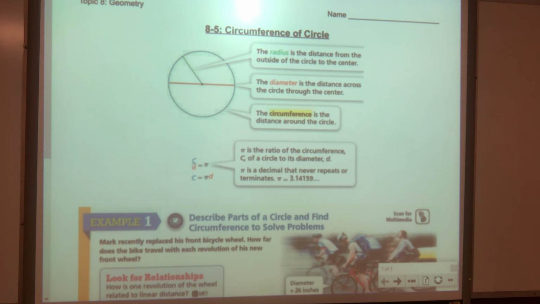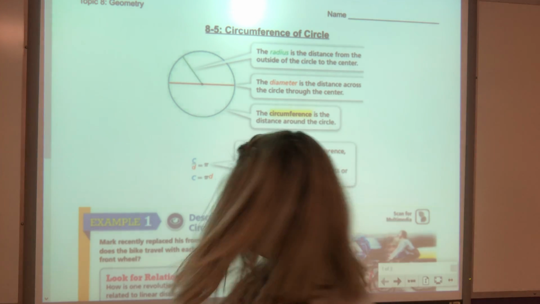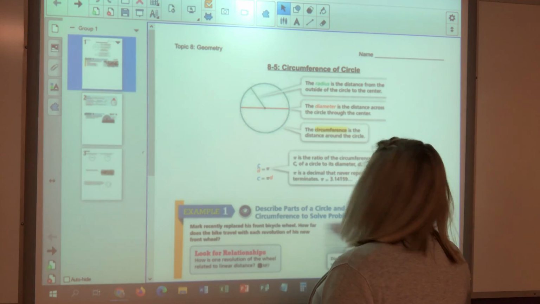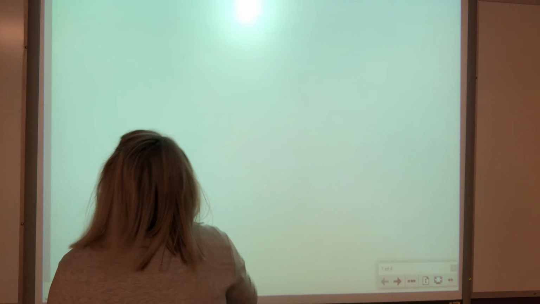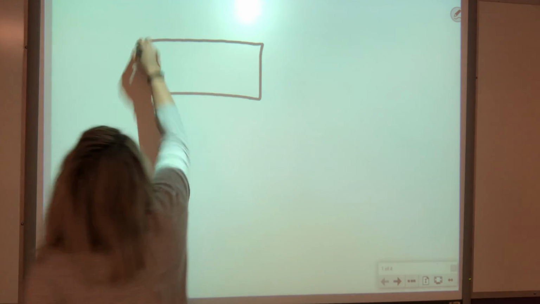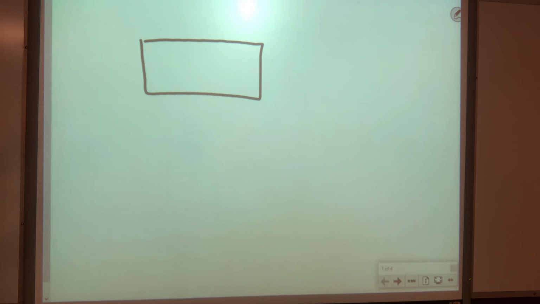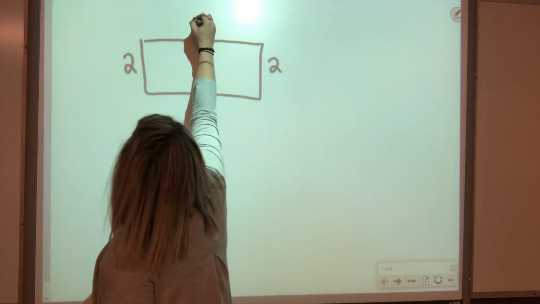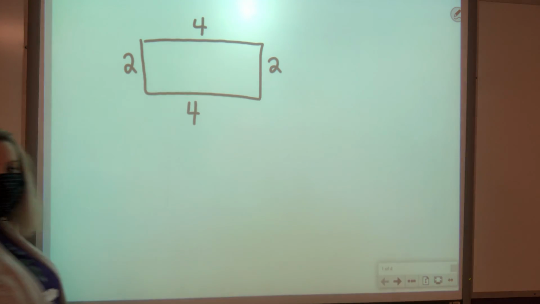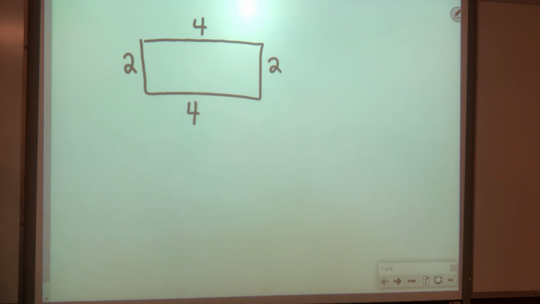So, today we're going to focus on the circumference of a circle. The circumference of a circle is the distance around the circle. So it's kind of like the perimeter of a circle. Now perimeter, when we talk about perimeter of a two-dimensional object, perimeter is of a polygon, right? Okay, so this is a polygon because it's got many sides. It's a rectangle. If this side is 2, this side is 2, this side is 4, this side is 4, and we add up all the sides to get the perimeter, right?